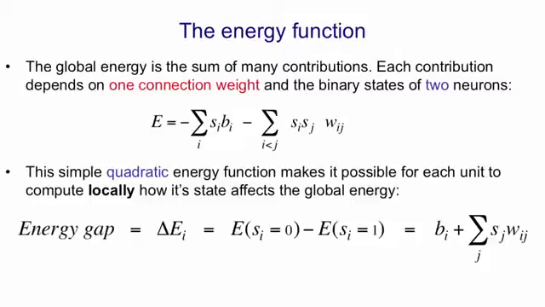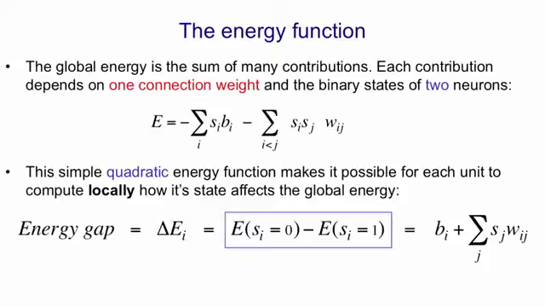So we first need to define the energy gap. The energy gap for a unit i is the difference in the global energy of the whole configuration depending on whether or not i is on. So the energy gap we're going to define as the difference between the energy when i is off and the energy when i is on. And that difference is just what's being computed by the binary threshold decision rule.